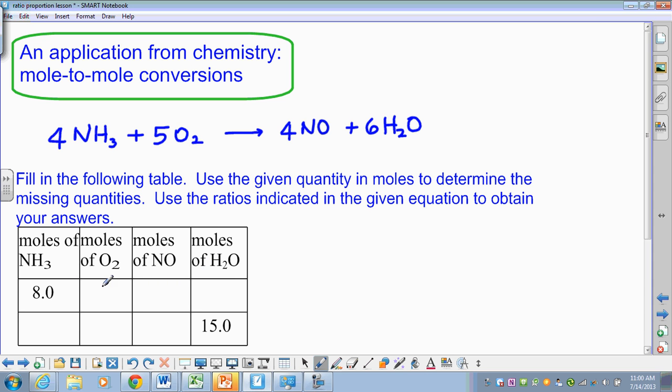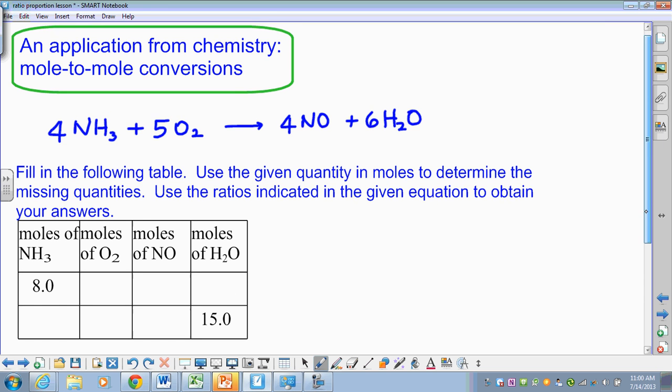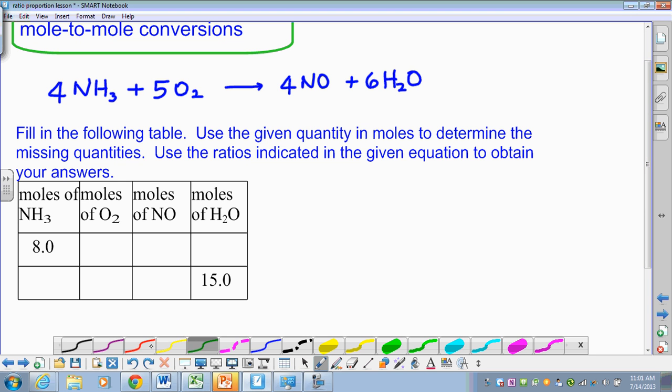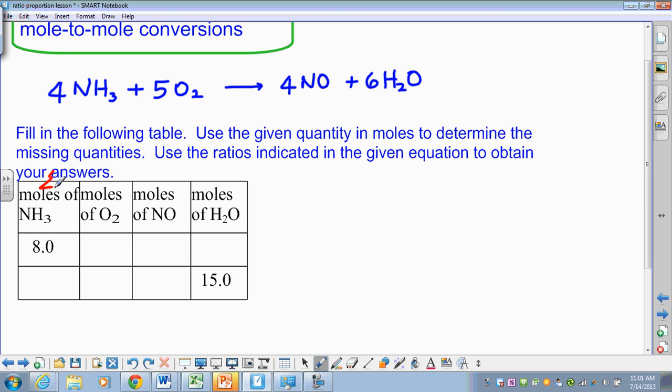How many moles of oxygen can react with that? And what will be the resulting nitrogen oxide and water values? How many moles of those will be produced? So please take a moment to try this on your own first and then come back and check our answers. And the given ratios are 4 moles of this quantity will react with 5 moles of this quantity, resulting in 4 moles of this and 6 moles of water.